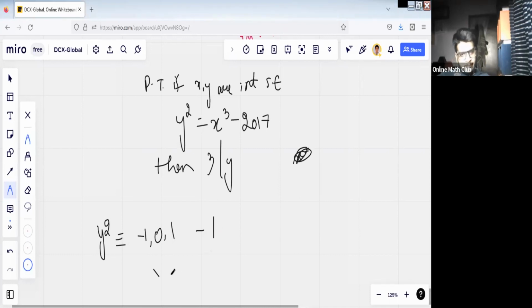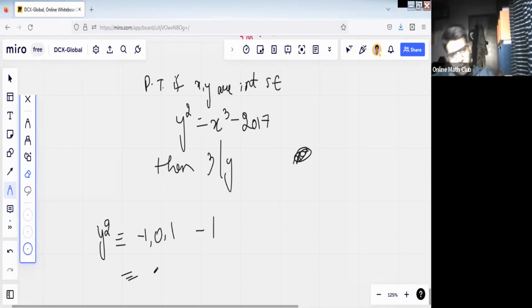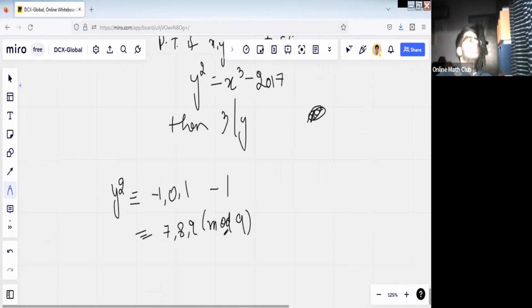What is 2017? 3, 10, 1. So this should be congruent to minus either like 8, 7, 8 or 9 mod 9. But there is no contradiction. Like y can be 0 mod 3, then it's 9 mod 9, and it can be 4 mod 9, then you get 7 mod 9 y square.